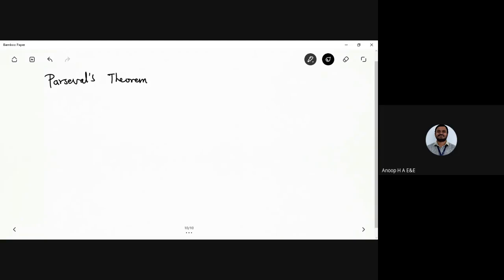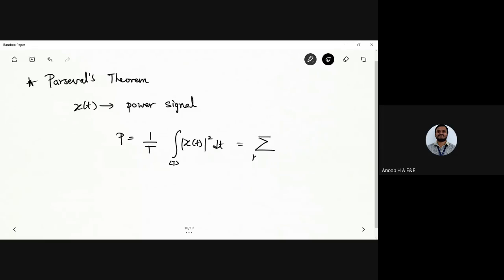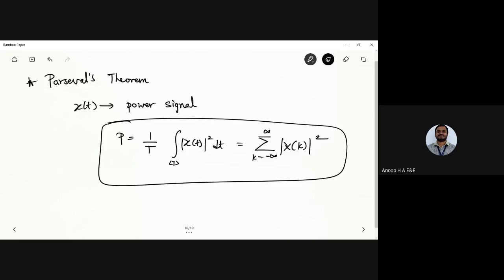Parseval's theorem, for your competitive exams: x of t being the power signal, P would be equal to 1 divided by T, integral over the time period of the modulus of x of t squared dt. That would be equal to sigma k equals minus infinity to plus infinity of the modulus of x of k squared. This is how we take Parseval's theorem, and the average power of any waveform is computed like this.